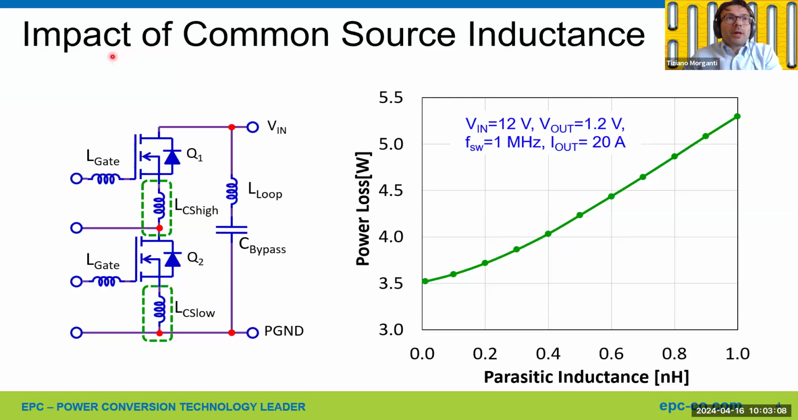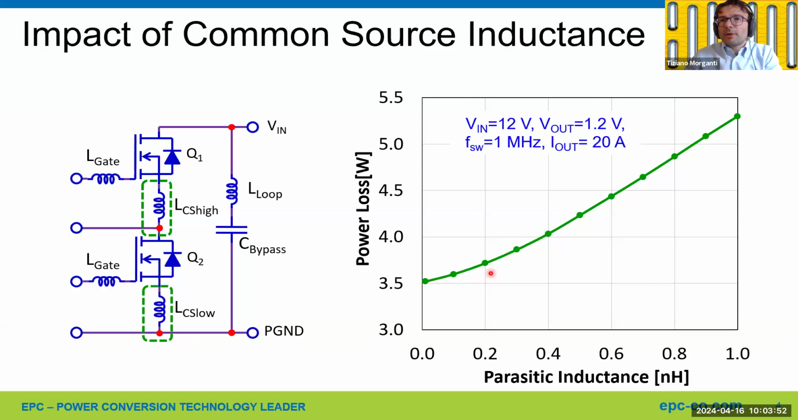So, talking about the impact of the common source inductance, this inductance is creating a voltage drop in the gate drive voltage. When the dI/dt, the variation of the current in the power loop, is creating a voltage drop in this inductor, the gate drive is affected. So the current switching transition is slowed down. And this has a huge impact on the loss of the converter because it's slowing down this transition.